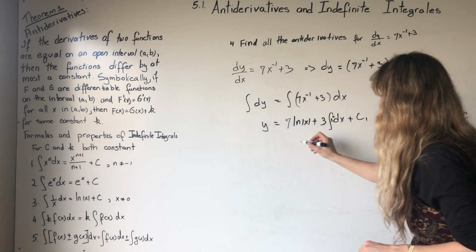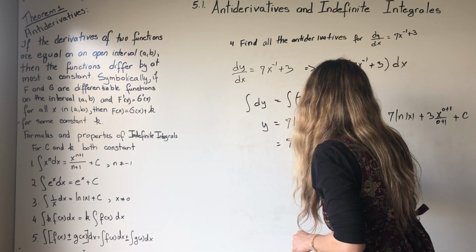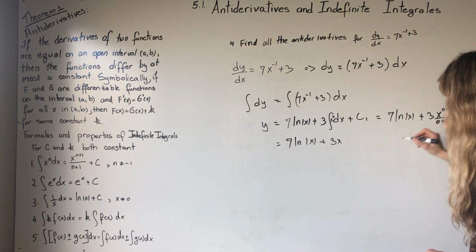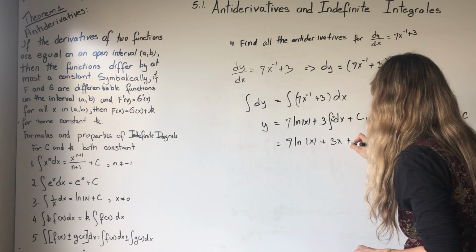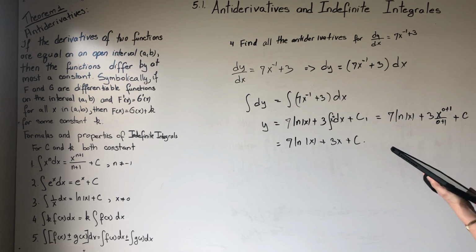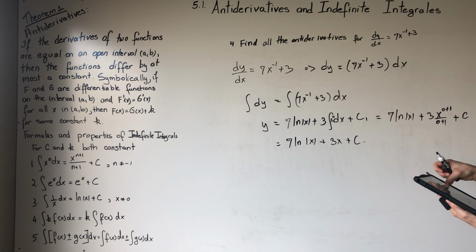Okay, so this one is equal to 7 natural log of x plus 3 times x to the first power over 1, but I'm not going to write it, plus c. Okay. Now, let's go to the next one. In the problems 5 to 8, okay, let's go ahead.